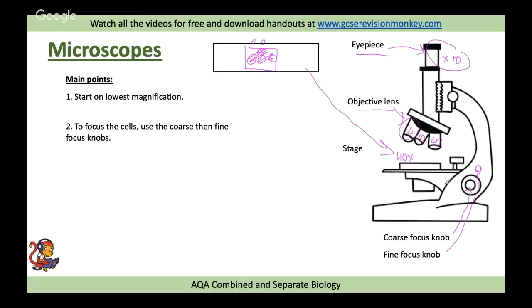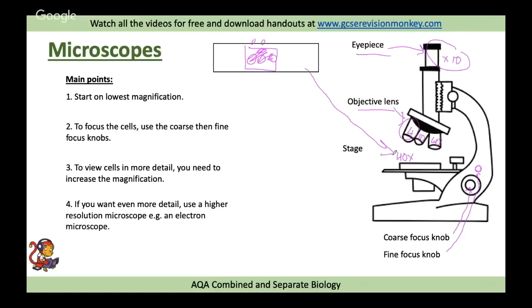Now, in the exam, if they give you a picture of cells that are a bit blurred, then it's these focusing knobs here that you need to use. To view the cells in more detail, you need to increase the magnification. So if the question asks about how you'd look at more details inside the cell, you need to talk about changing the objective lens. And if you want even more detail, you might want to use a higher resolution microscope.